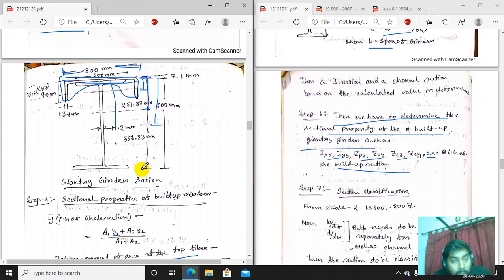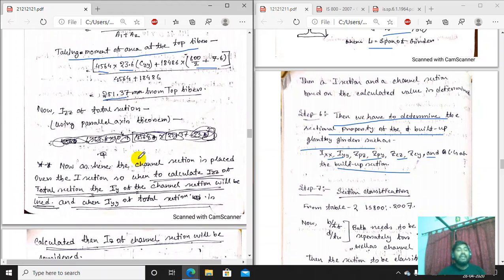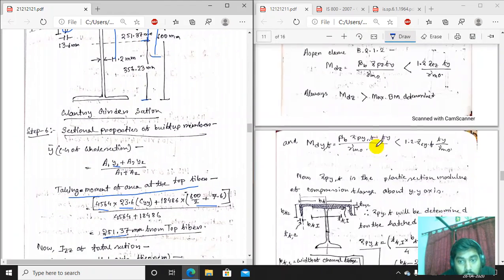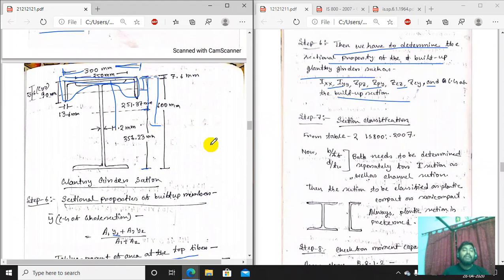From the bottom of the fiber it will be equal to 600 plus 3. We will determine the value in the later portion. Now IZZ of the total section using the parallel axis theorem. Now get it very carefully.